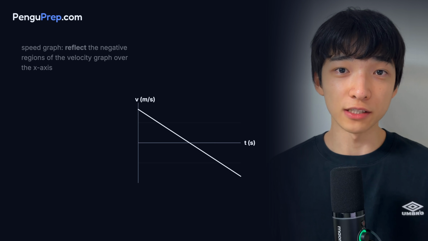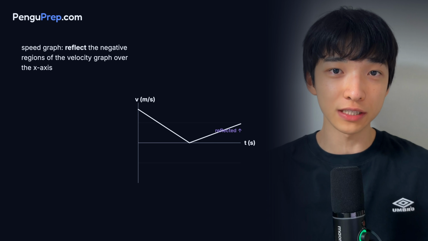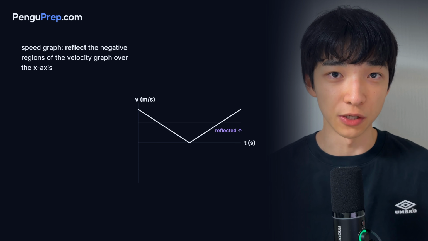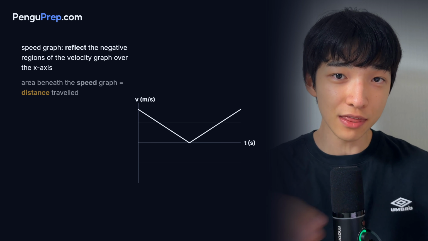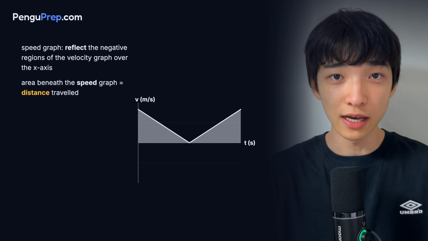So when you need to find the graph for an object's speed, you would reflect all of the negative regions of velocity over the x-axis. That is going to be your speed graph. And the area beneath the speed graph over a time interval is then going to be the distance an object travels in that time interval.